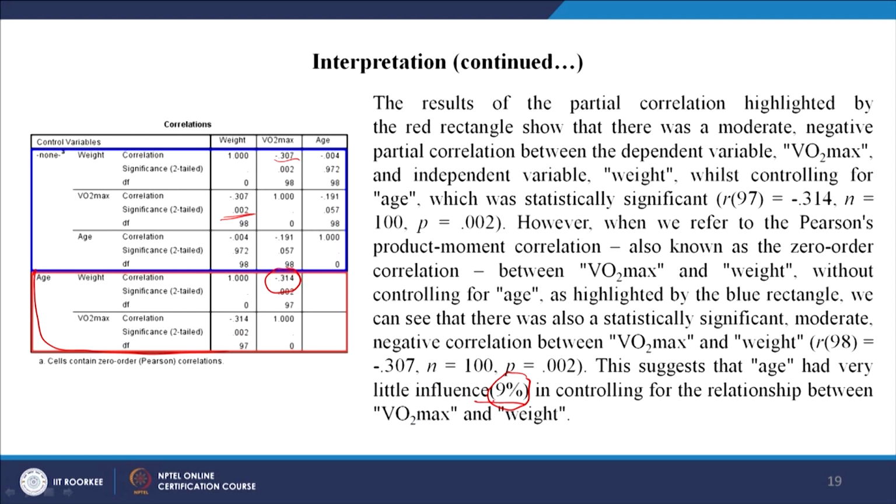So, age had very little influence in controlling for the relationship between Vo2 max and weight. So, we will suggest that it had an influence, but the influence is very little. Age had a very little influence on the relationship between weight and Vo2 utilization, oxygen utilization.